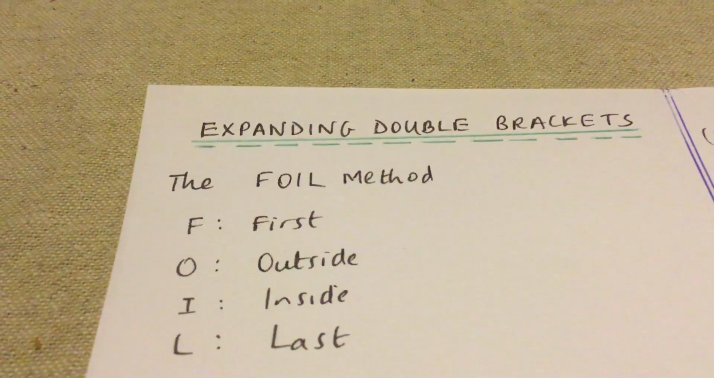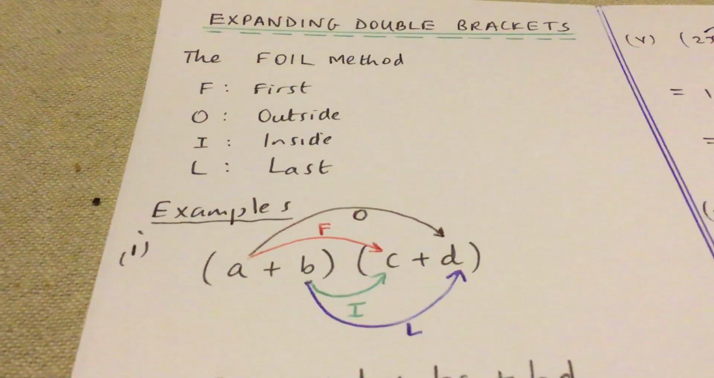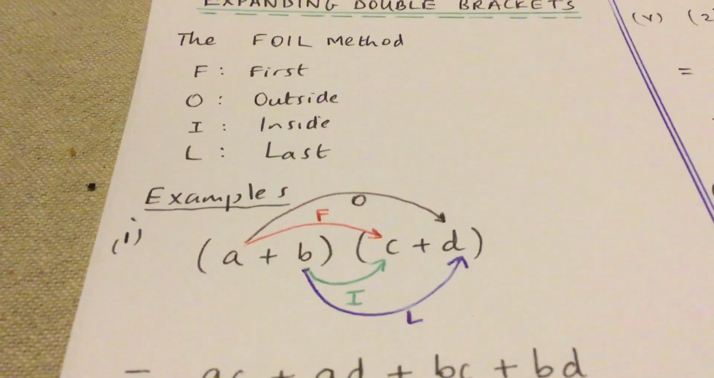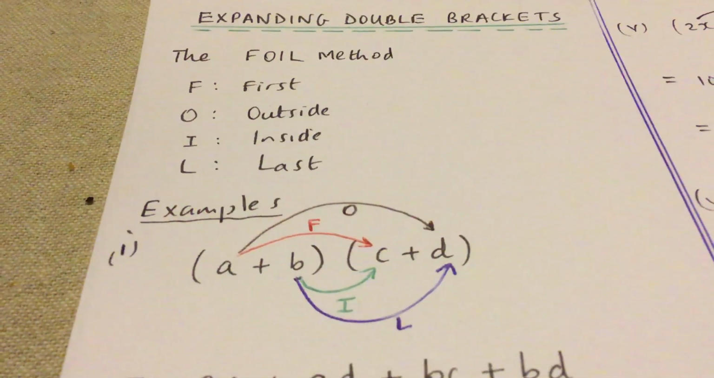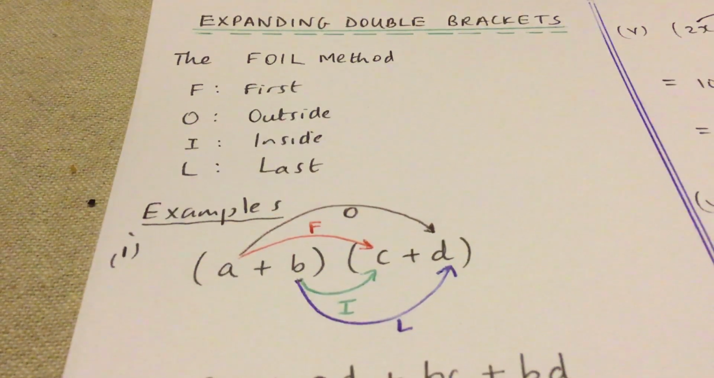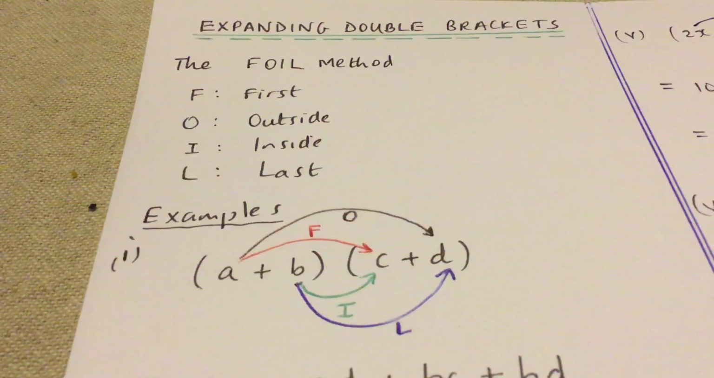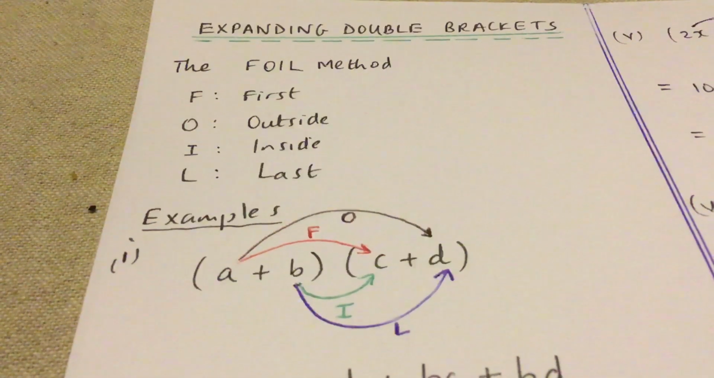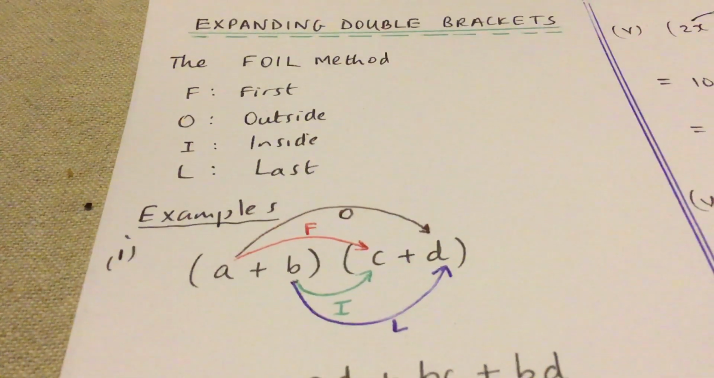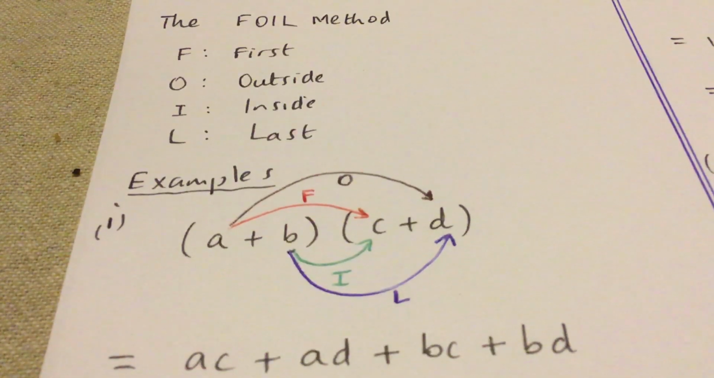Now, to explain this a bit better, we're going to take an example. This is an example where we have to expand two brackets, double brackets. In the first bracket, we have A plus B, and in the second bracket, we have C plus D. So, F, which stands for first, means you take the first element in the first bracket, you multiply it by the first element in the second bracket, which is shown by the red arrow and the letter F on top of it. So we multiply A by C, which will give you AC.